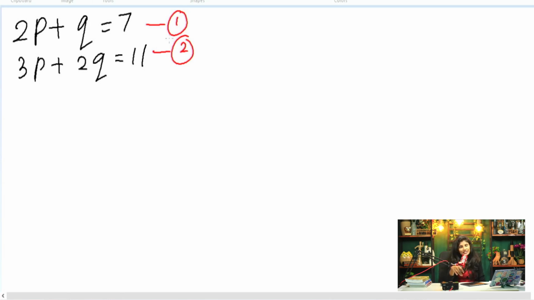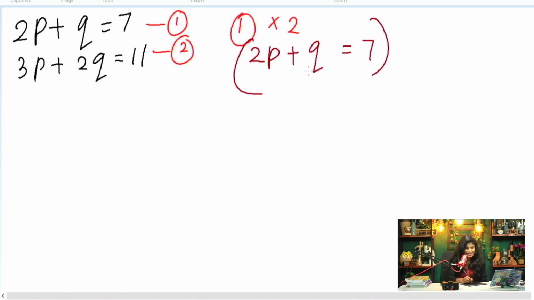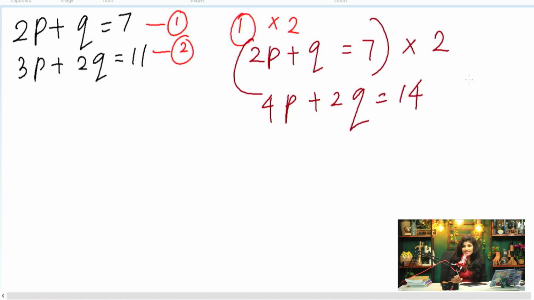So what we have to do first is make an equal term. To do that, I can multiply equation number 1 by 2. So 2p times 2 means 4p, and q times 2 is 2q. So I am multiplying equation 1 by 2. 2p plus q equals 7, this total equation is multiplied by 2. Then it will be 4p plus 2q, which is equal to 14. All the terms have to be multiplied.